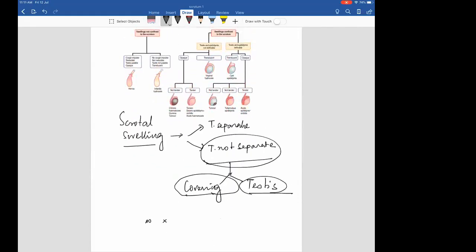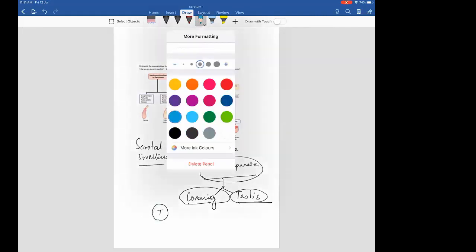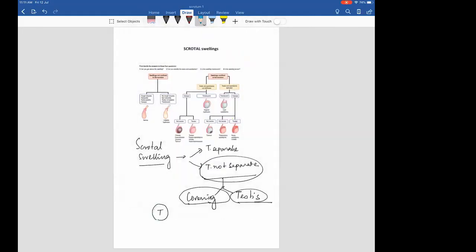Now what do I mean by the coverings? In simple words, think about the coverings of the testes. This is the testes. I will take my pencil, and what I'm trying to draw is the tunica vaginalis, and I am trying to mark the visceral layer and the parietal layer. In between them, if I have a fluid collection, that will not make the testes palpable, as you can see in this picture. So the testes is not palpable now.